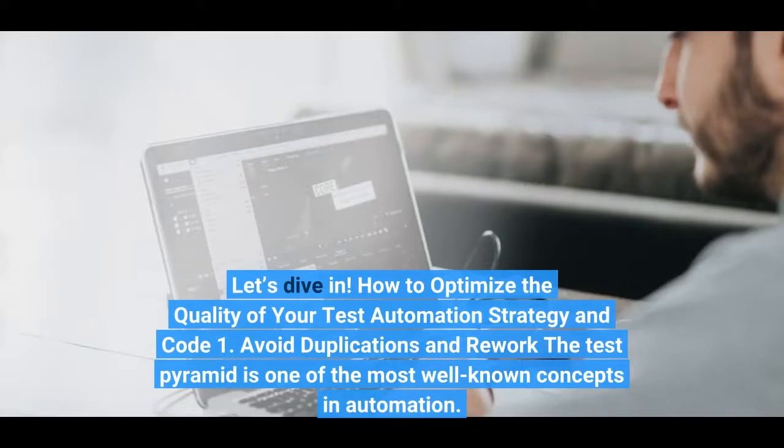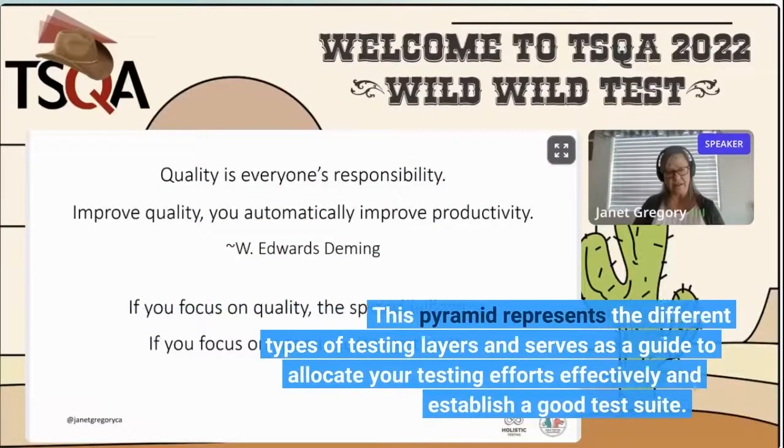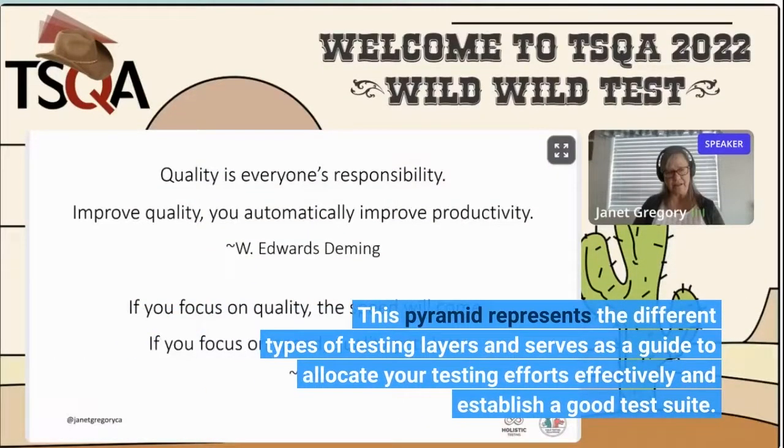1. Avoid duplication and rework. The test pyramid is one of the most well-known concepts in automation. This pyramid represents the different types of testing layers and serves as a guide to allocate your testing efforts effectively and establish a good test suite.